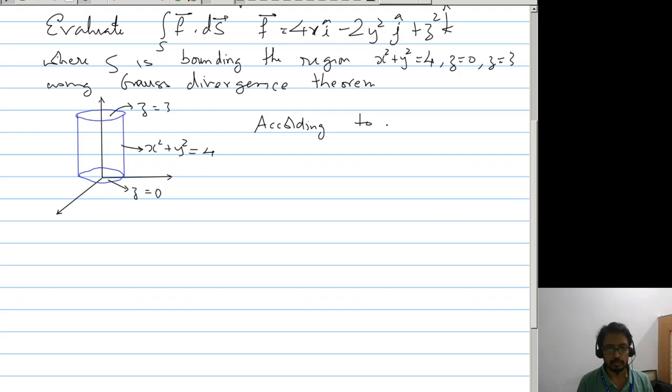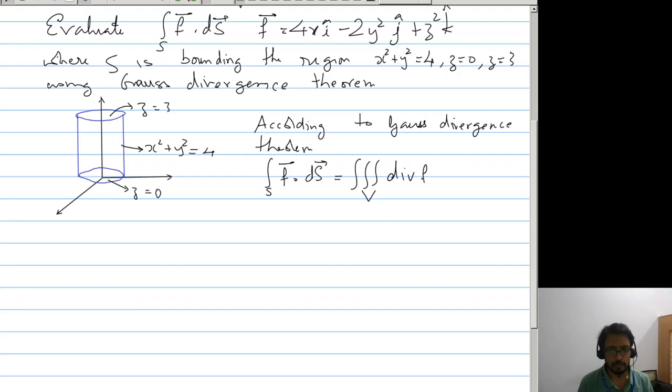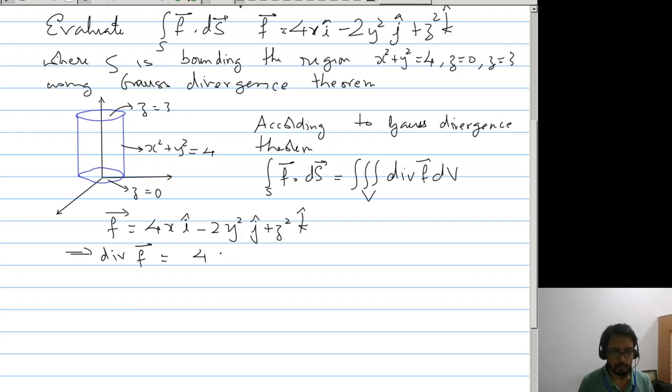So according to the Gauss divergence theorem, the surface integral of F is equal to the volume integral of divergence F. Now vector F is 4x i minus 2y squared j plus z squared k. So divergence of F will be 4 minus 4y plus 2z.